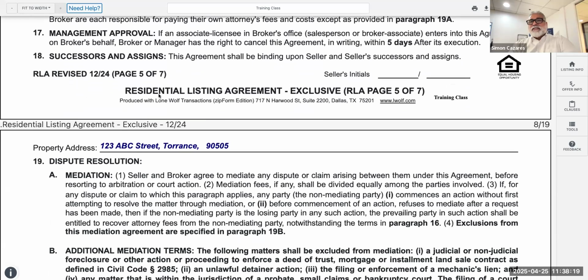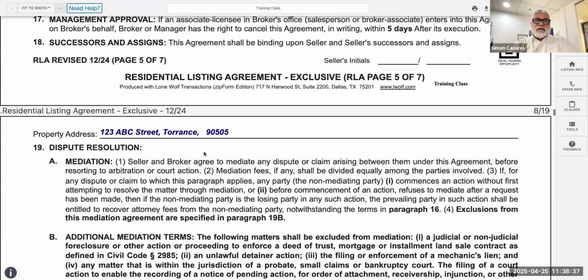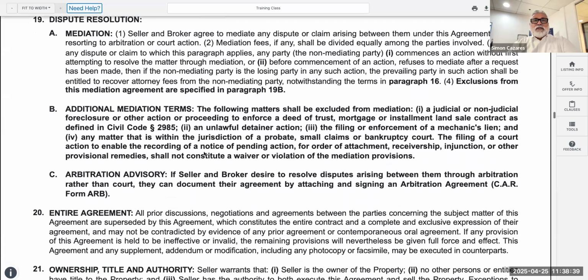Management approval basically means that within 5 days of you getting the listing, if I, as the broker, do not approve it, then I have the right to cancel it. The agent doesn't have that authority, right? If it's something a little risky, or I see some risks involved, then I can pull the listing and ultimately have it canceled.